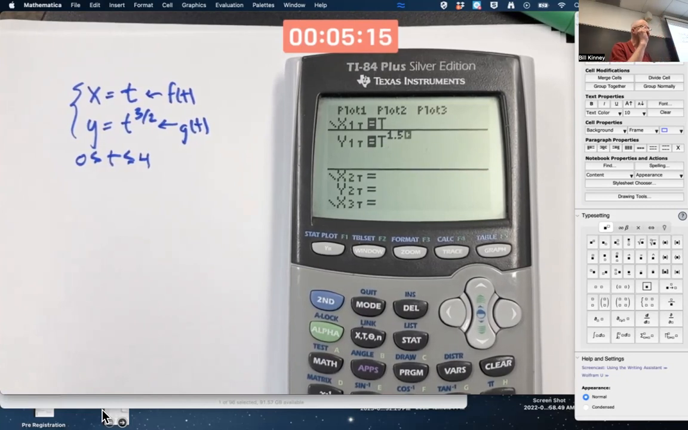Before we graph it, let's just think about it a little bit. As t increases here, both x and y are going to increase. And in fact, when t is 0, the bug is at the origin, right? Because you'd get 0, 0. It's got to be moving up and to the right as t increases. t to the 3/2 ultimately increases faster than t does, so y is ultimately going to increase faster than x does. Maybe not at first, but ultimately.